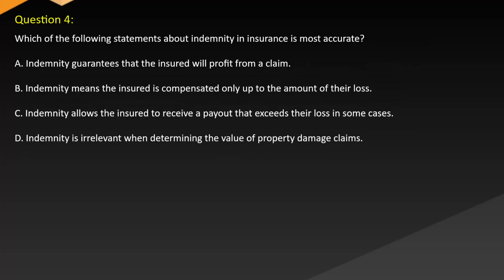Question 4. Which of the following statements about indemnity and insurance is most accurate? A. Indemnity guarantees that the insured will profit from a claim. B. Indemnity means the insured is compensated only up to the amount of their loss. C. Indemnity allows the insured to receive a payout that exceeds their loss in some cases. D. Indemnity is irrelevant when determining the value of property damage claims.